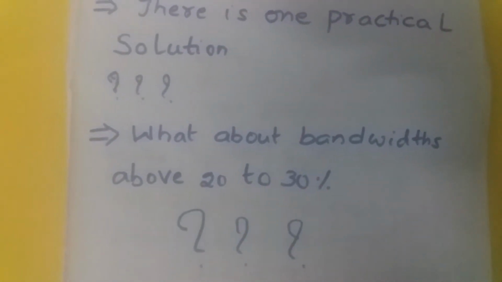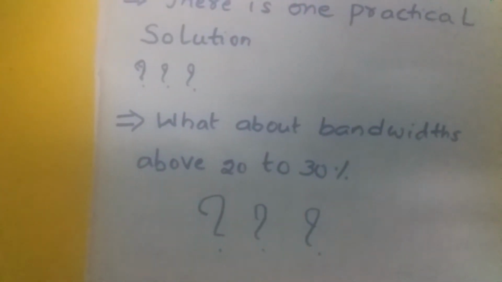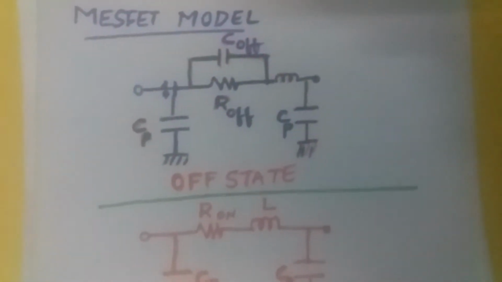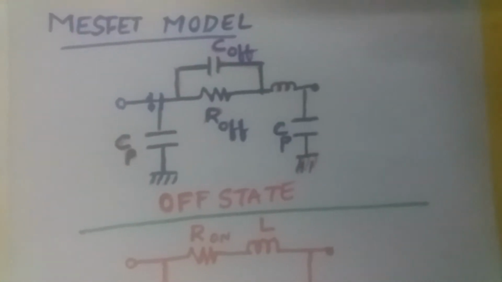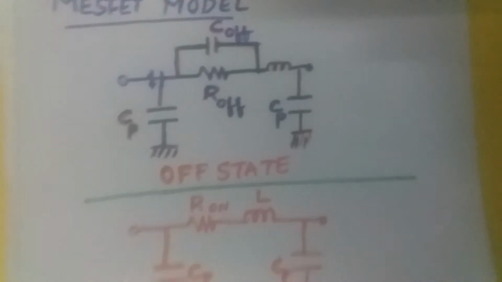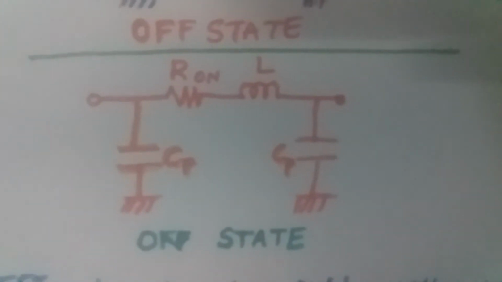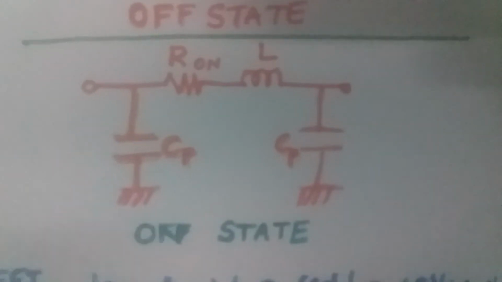Okay, now let's have a look at the MESFET model in the on state and off state and the various values related to the on state and the off state. So this is the MESFET model in the off state. So you have C off, R off and CP. C off is CDS, R off is RDS, CP is the parasitic capacitances, and in the on state you have R on, L and CP.